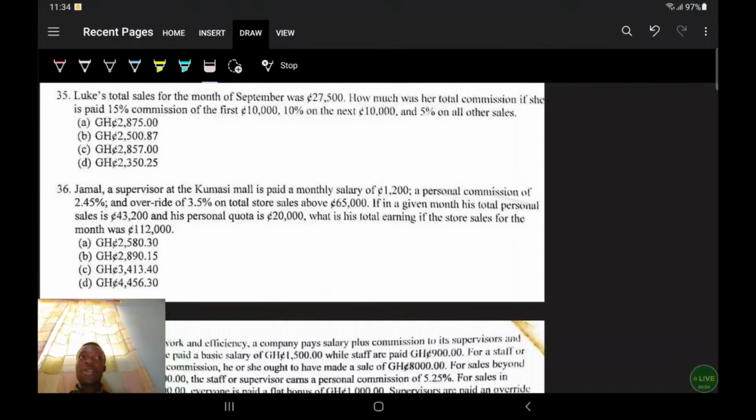So this one is a graduated commission. If you went through the types of commission, we learned that we have one type called graduated commission, in which different commission rates are applied for different levels of sales. So we apply them as and when it becomes possible based on the number of sales that we have. So let's see how we go by this and work it out.